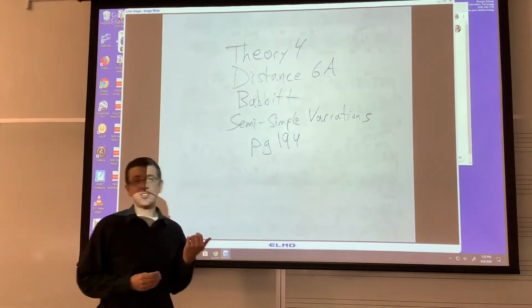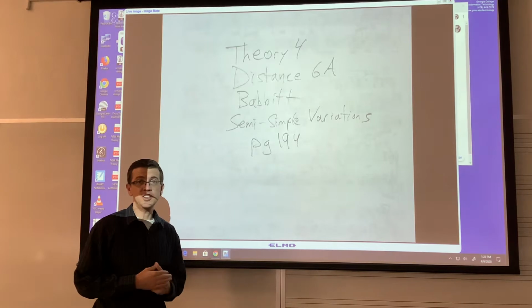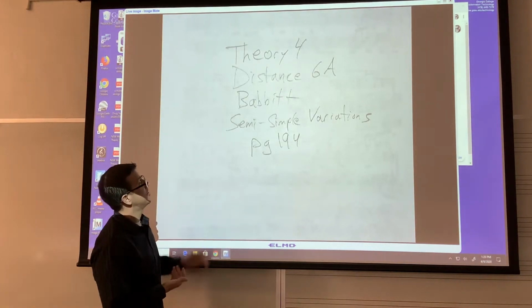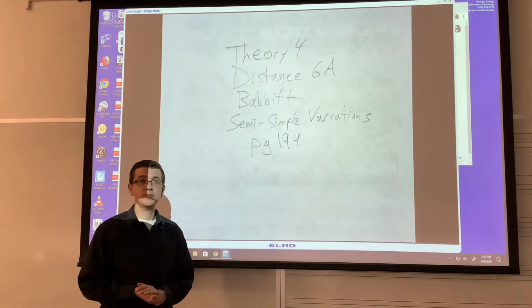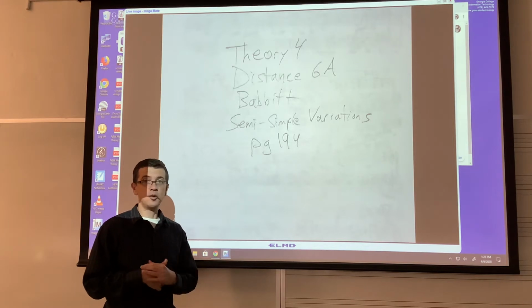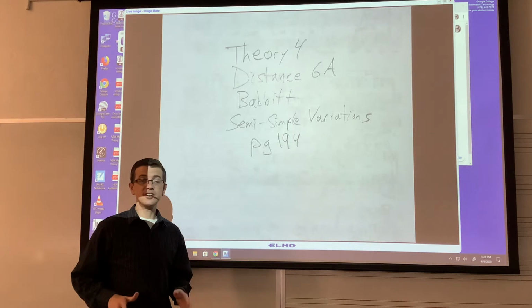We're going to take a quick look at a piece that uses integral serialist techniques. That piece is on page 194, and it's by the composer Milton Babbitt, and it's called Semi-Simple Variations. Before we look at this together, please listen.